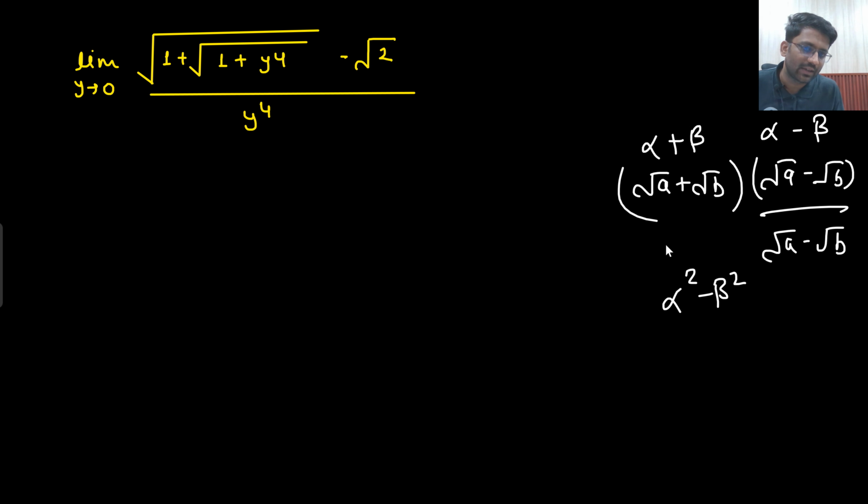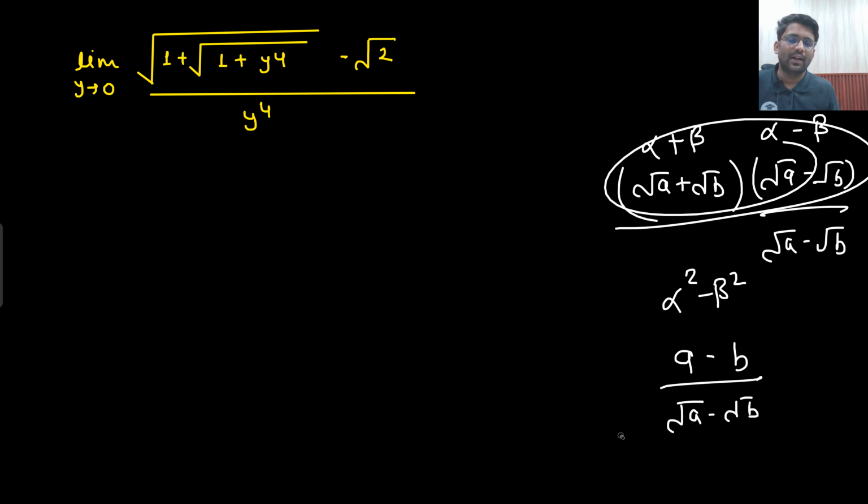Alpha square minus beta square. So what will be under root a square? That will be a. What will be under root b square? That will be b. So a minus b under root a minus under root b. So basically this has killed the under root. Are you able to understand this point?